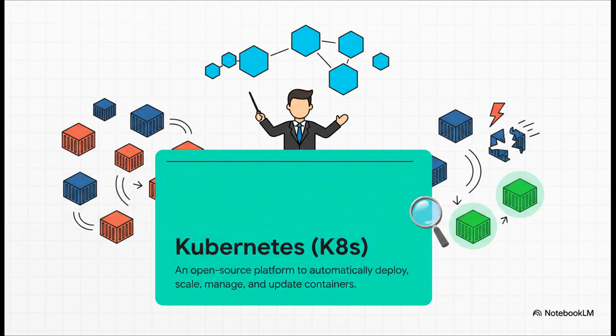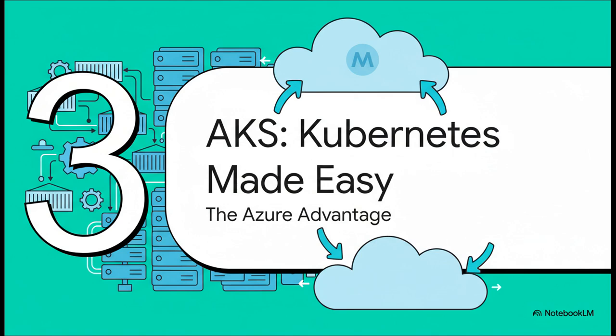So, what does that mean? Well, if a container fails, Kubernetes replaces it instantly. If traffic to your app suddenly spikes, Kubernetes automatically adds more containers to handle the extra load. It manages that entire fleet for you, so you don't have to. But here's the catch. Kubernetes is insanely powerful, but setting it up and managing it from scratch is incredibly complex. It requires a lot of specialized expertise. And this is the exact problem that Azure Kubernetes Service, or AKS, was built to solve.